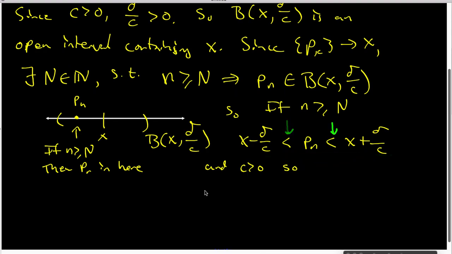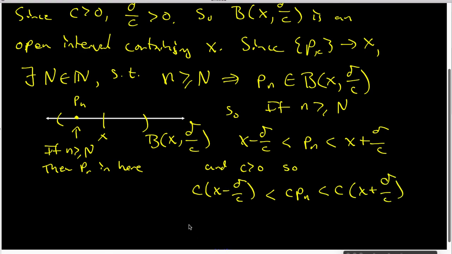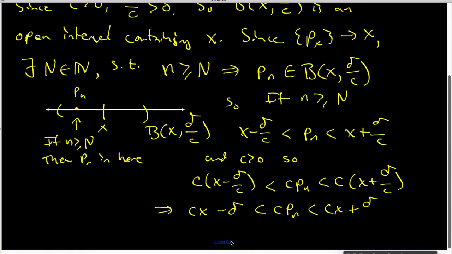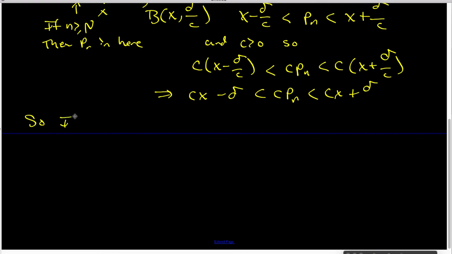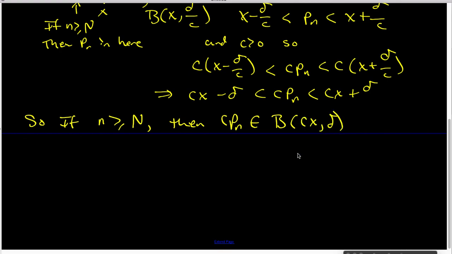so we can multiply this particular inequality by C, and the direction of those less than signs does not change. And as a result, we get C times X minus delta over C is less than C times Pn, which is less than C times X plus delta over C. But now cleaning up our notation, we get Cx minus delta is less than C times Pn, which is less than Cx plus delta. And what this says is that if little n is bigger than or equal to capital N, then C times Pn does indeed belong to the delta ball Cx of radius delta.